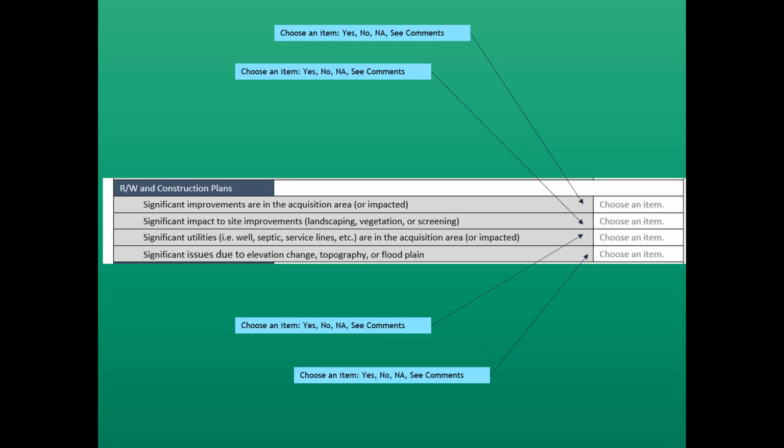All right, the third portion of the appraisal scoping checklist deals with right-of-way and construction plans. So the first question, are there significant improvements in the acquisition area, or are there improvements that are impacted? And the answer to that is no. Second question, is there a significant impact to site improvements, such as impact to landscaping, impact to vegetation, impact to screening? And the answer to that is also no.